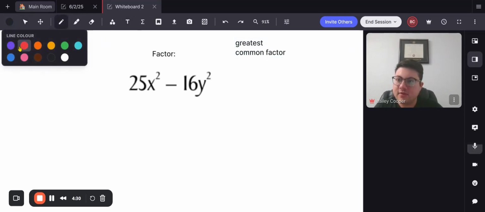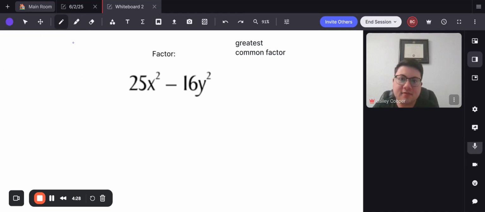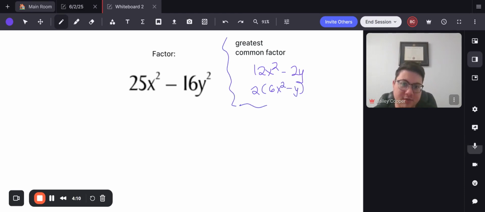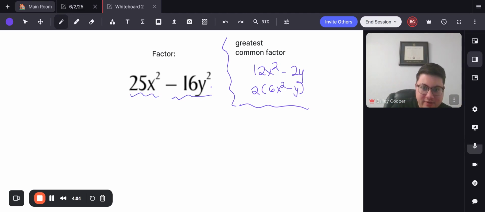That's usually if you have something like 12x squared minus 2y, where you're looking to see what the terms have in common that you can divide out of them. So for example, both of these are divisible by 2, so we could divide a 2 out of both of the terms here, and that would be simplifying factoring using greatest common factor. But as we can see here, these two terms actually don't have anything in common that we can factor out, so we can't use greatest common factor to factor this in this case.